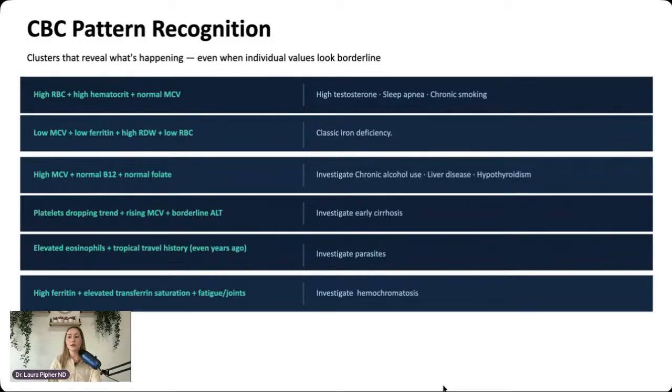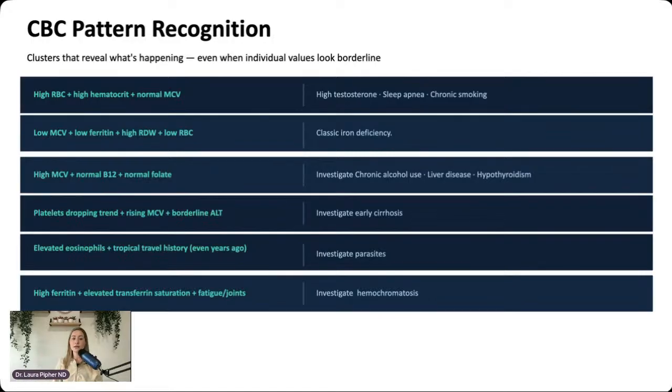And when we look at the CBC, it's really important to have some pattern recognition. These are clusters that can reveal what's actually happening when someone's values look borderline. For example, high red blood cells, high hematocrit, and normal MCV. We might want to look at things like high testosterone, sleep apnea. If someone's a smoker, then we can attribute it to smoking. Not that I'm saying that it's good, but we have an answer as to why it's happening.